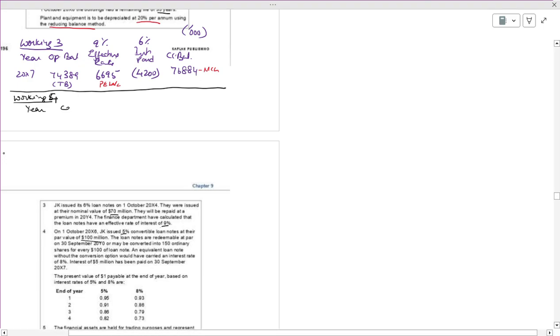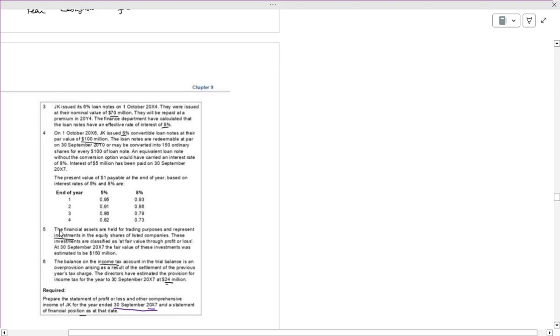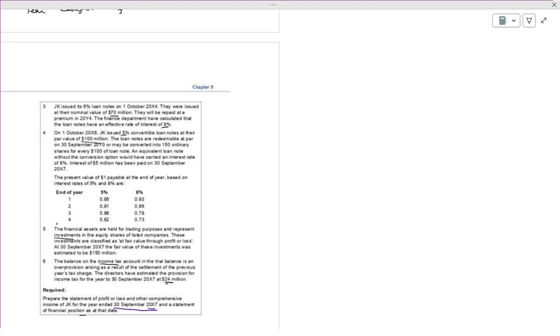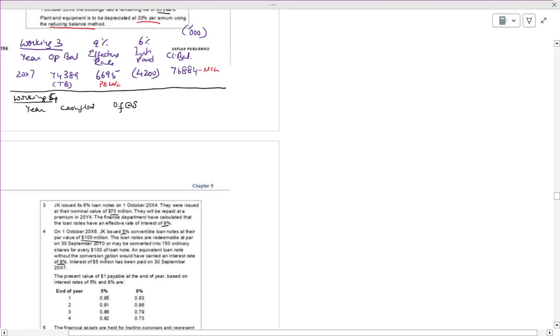Year. Cash flow. Discount factor at how much? Have they mentioned anything? The loan carries 5%, it is the rate of interest 5%. Redeemable, convertible, the equivalent loan without conversion has an interest rate of 8%. Is it always the discount factor will be more than the coupon amount? That is what we have done. Discount factor is 8%, and you have the present value.